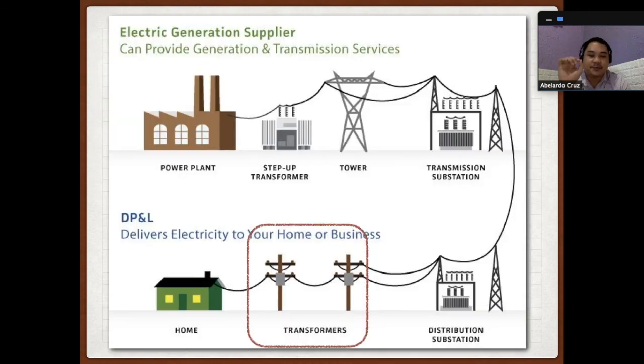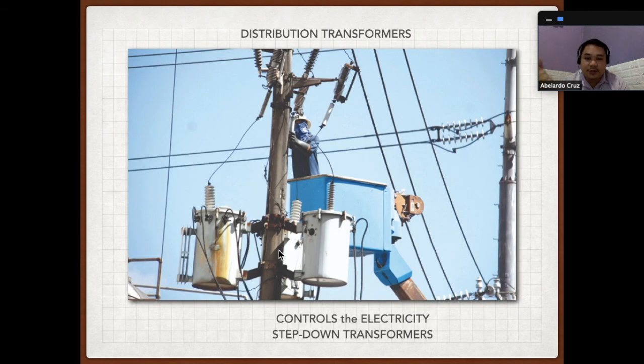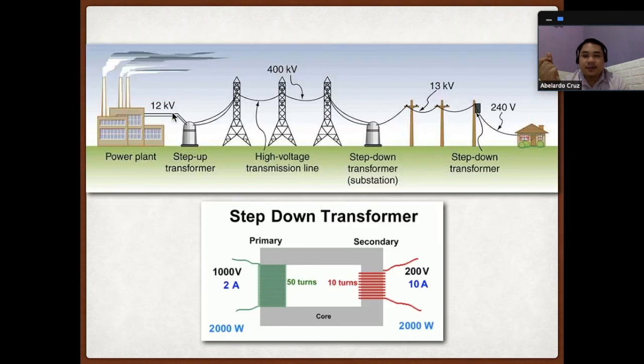After the distribution substation, we also have this common thing that we see in our streets, and that is called transformers. I know you see that on your streets. You could see these step-down transformers, and it simply controls the electricity. Now, take note that in power plants, we usually have 12,000 kilovolts. It's a very high voltage. And then it travels into the high voltage transmission line.